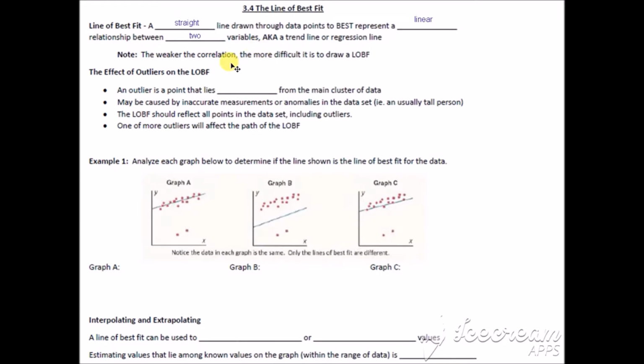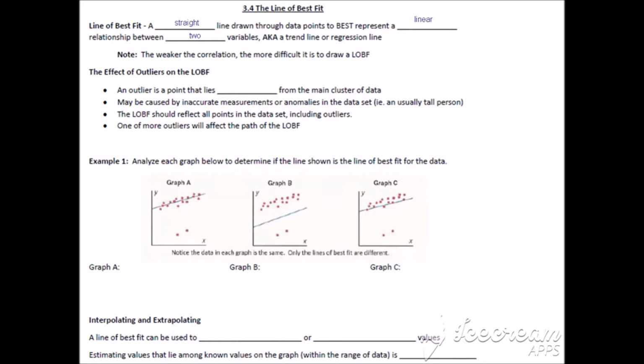So note, the weaker the correlation, the more difficult it is to actually draw that line of best fit, okay? Just because the line of best fit is probably not going to be representative, and a lot of the points are going to be away from the line, so you're going to be debating in your head. Okay, the effect of outliers on the line of best fit.